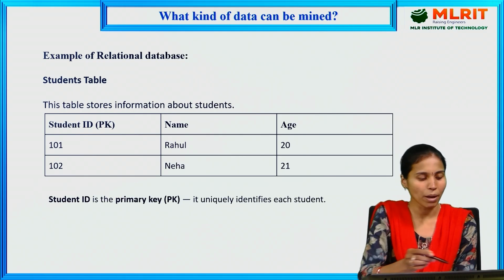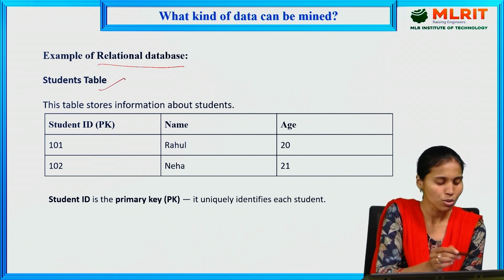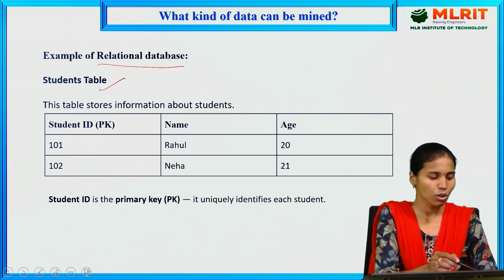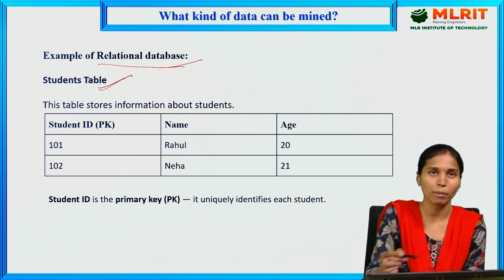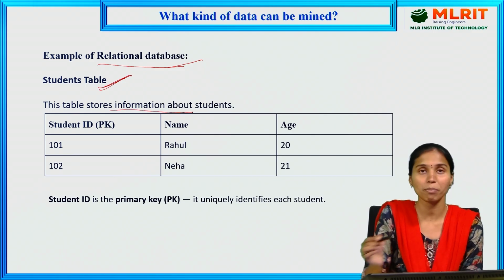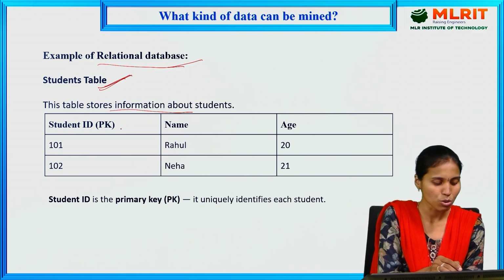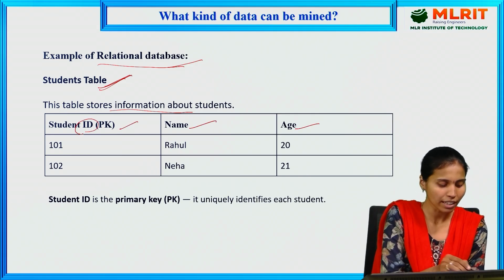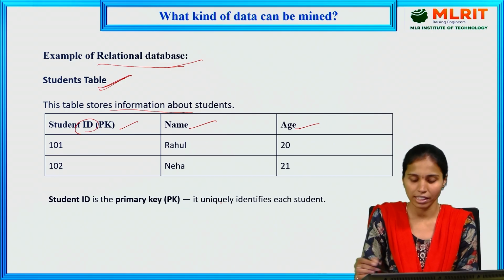As an example of a relational database, here I am considering a student table and a course table. The student table stores information about the students. In this table we have 3 columns: student ID, name and age. Here student ID is the primary key. It uniquely identifies each student.